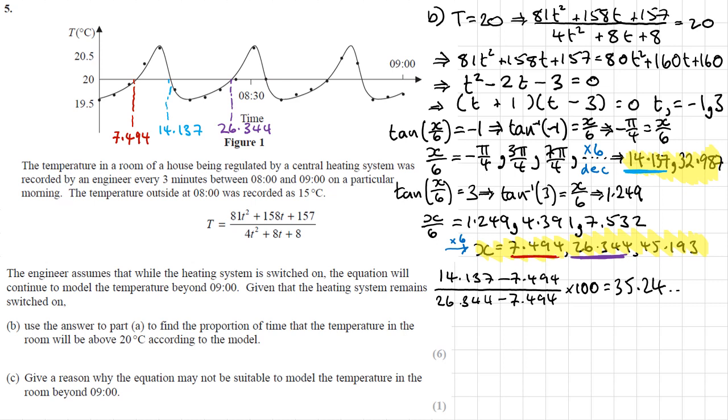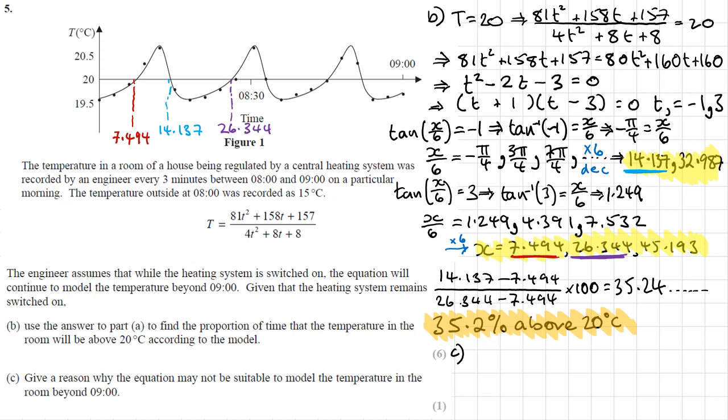35.24 as a proportion. So let's give that as a percentage. So 35.2% above 20 degrees Celsius. Now there may be more straightforward ways of doing it, like actually working out or realizing what the length of one of these cycles is, but this is the way that made sense to me, so that would be my answer for part B.